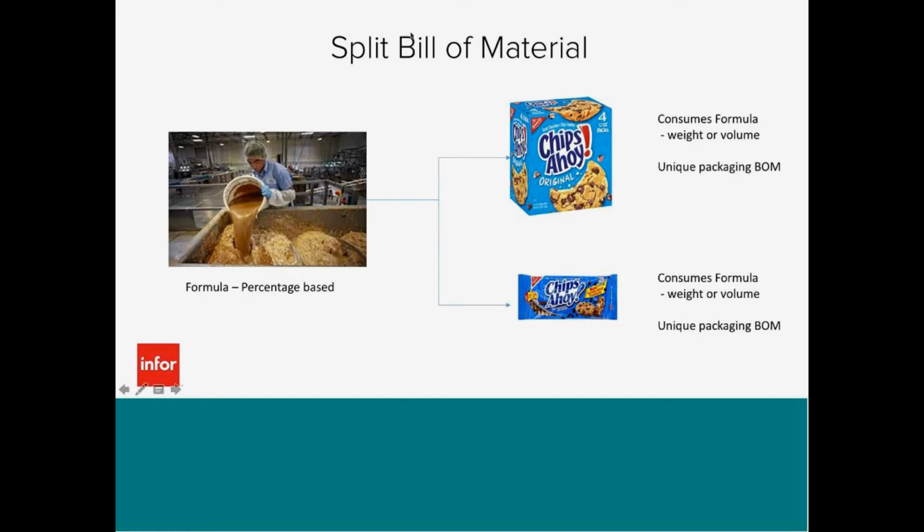Okay, so because we use a split bill of material, we say a finished good is defined as a formula and a packaging. We're able to say, well, I'm going to make this formula, and out of one run, one manufacturing work order, I can make multiple finished goods. I don't have to say I'm going to make one work order for the formula, create an inventory item, and then package it off. Now, some people do.